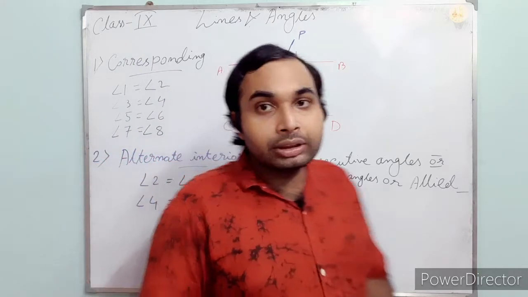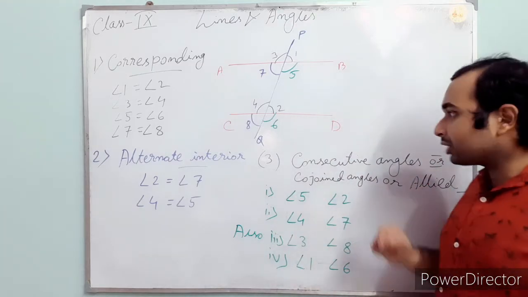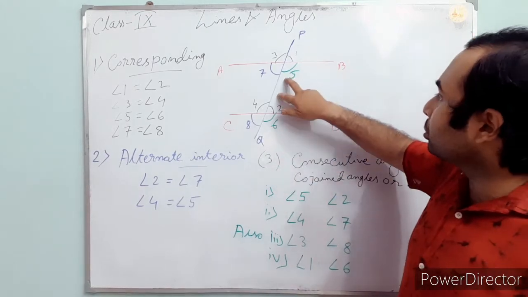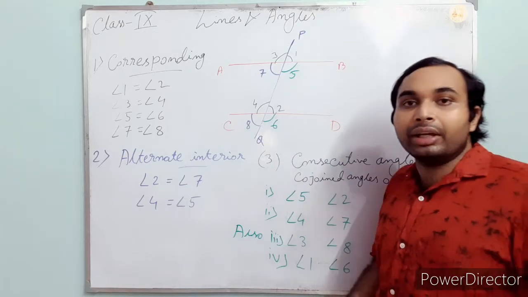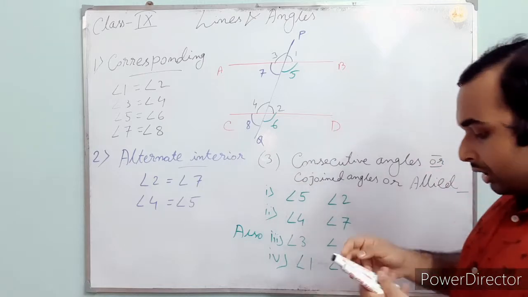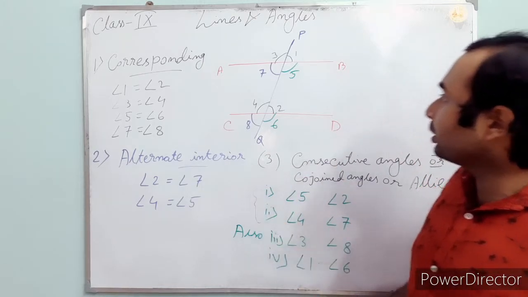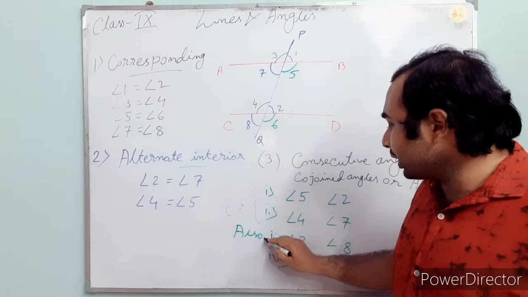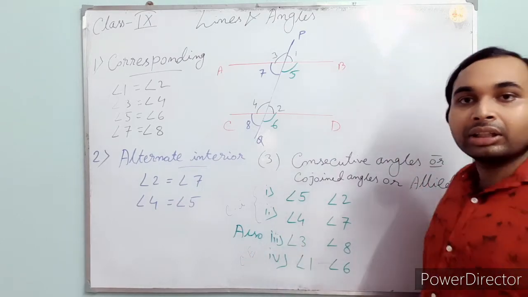Now, why is the space there? Why have I not written anything? Actually, angle 5 plus angle 2, those two angles make 180 degrees. Those are the supplementary angles. Mind it, consecutive angles are supplementary angles. Those two are consecutive interior angles, you can say, and those two are consecutive exterior angles.